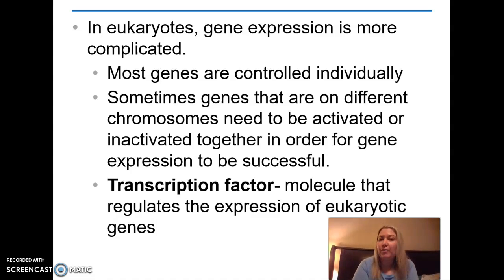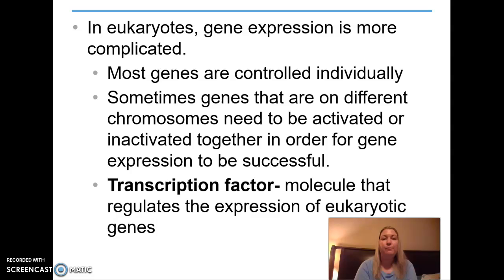So that Operon model is only seen in bacteria. In eukaryotes like you and I, gene expression is actually even more complicated because we might need genes that are located far apart from one another on entirely different chromosomes to all get activated together. Okay, so in order for this to work, we instead use what are called transcription factors. And you guys saw these in your online activity last week.